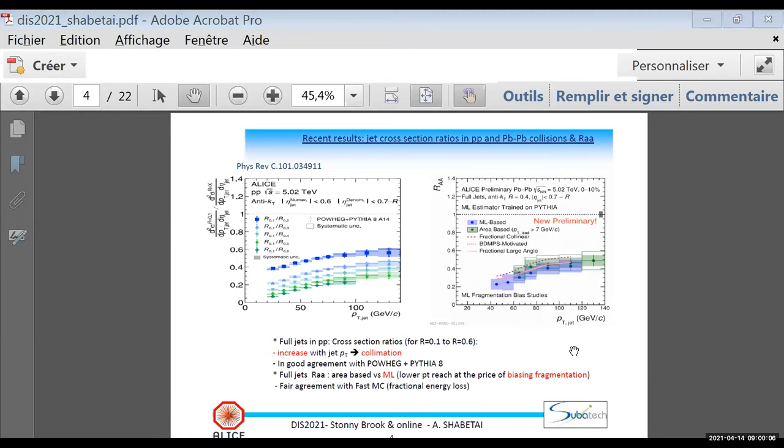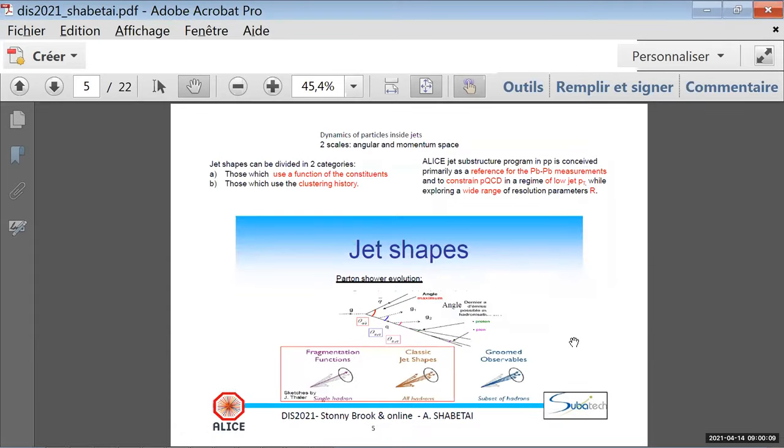Now then, if you look at the next class of observables, I want to discuss here so-called jet shapes. So what are they? You have two classes of them. What you do is you go inside your jets and you look at the constituents. Either you build a standard function of the constituents, I will come back to it, or, if you use grooming, which we will try to explain, you can look at the clustering history of your jets. ALICE has a full program working on studying those observables. And I will also go into showing you our fragmentation functions, which is a special case where you only include the leading particle inside your jet.